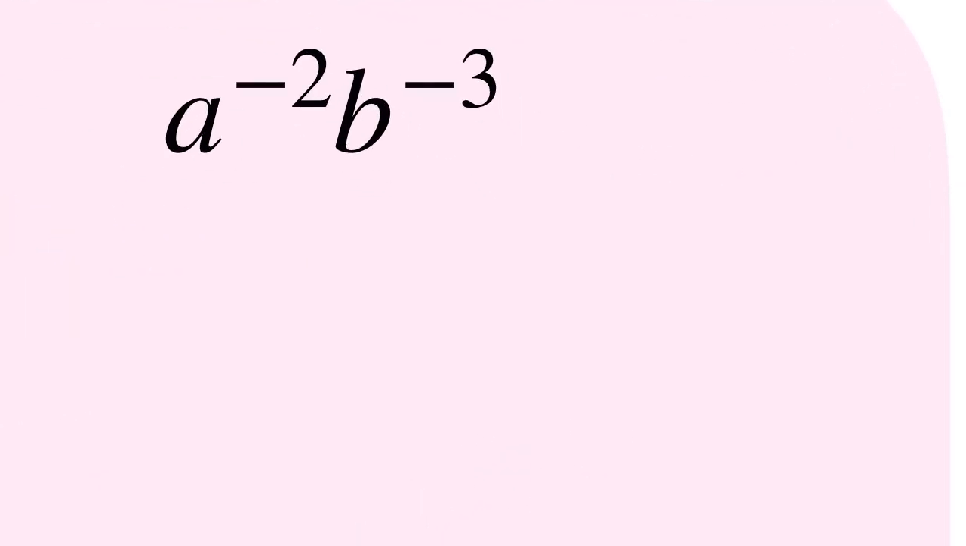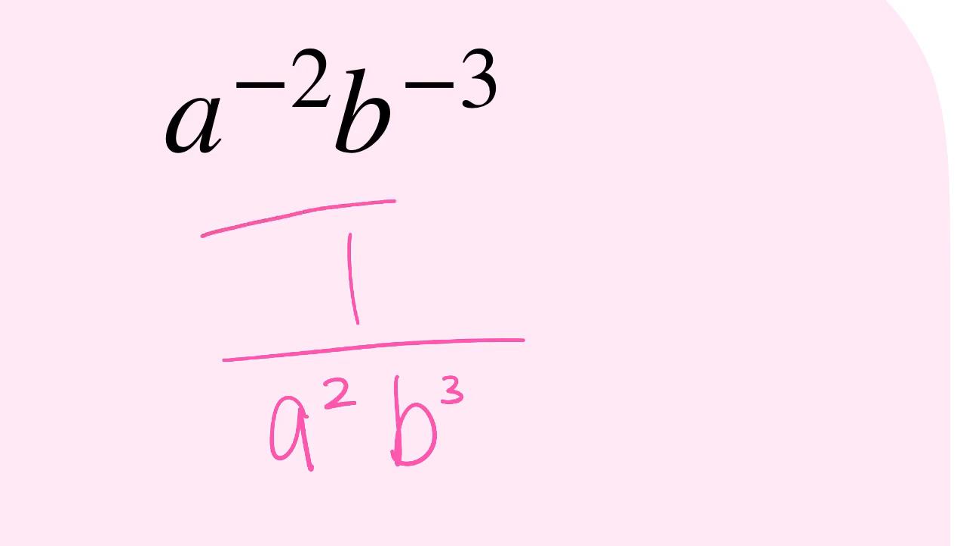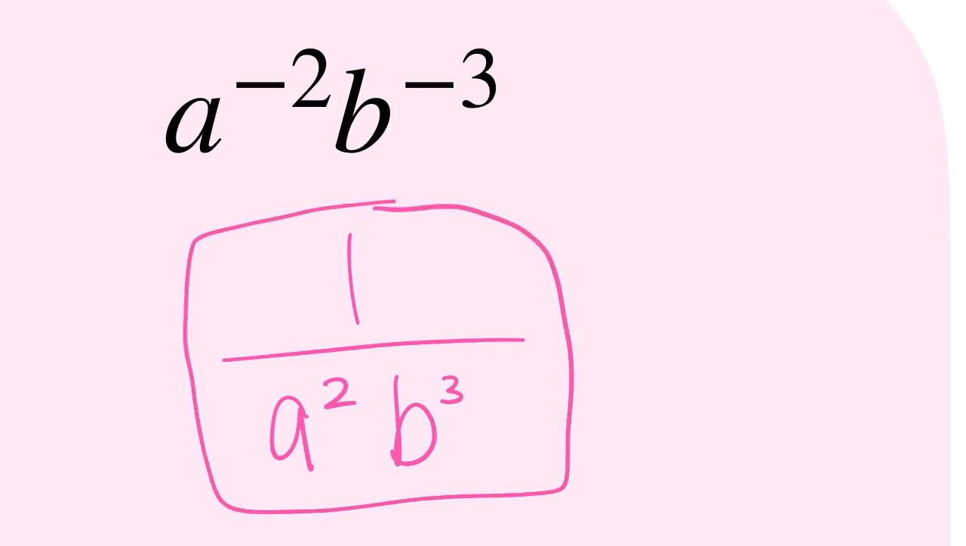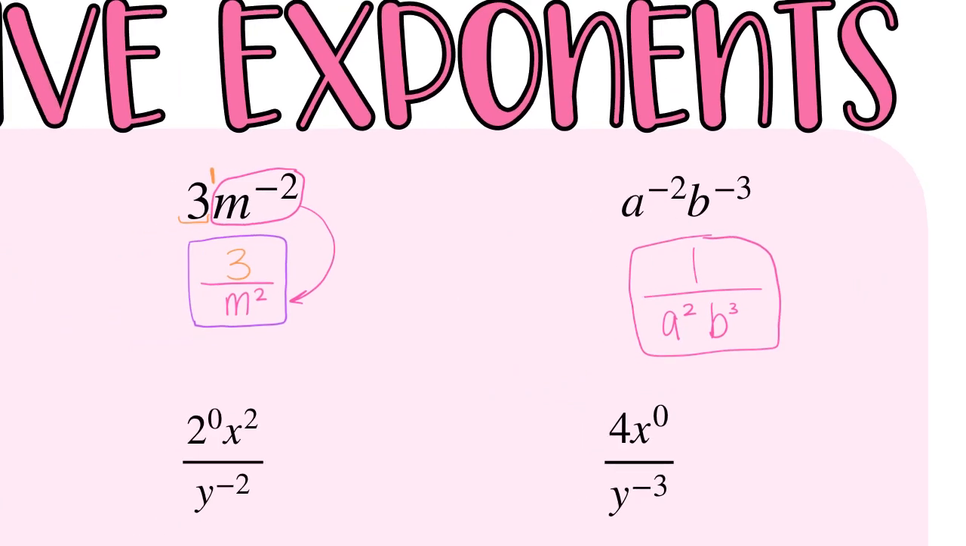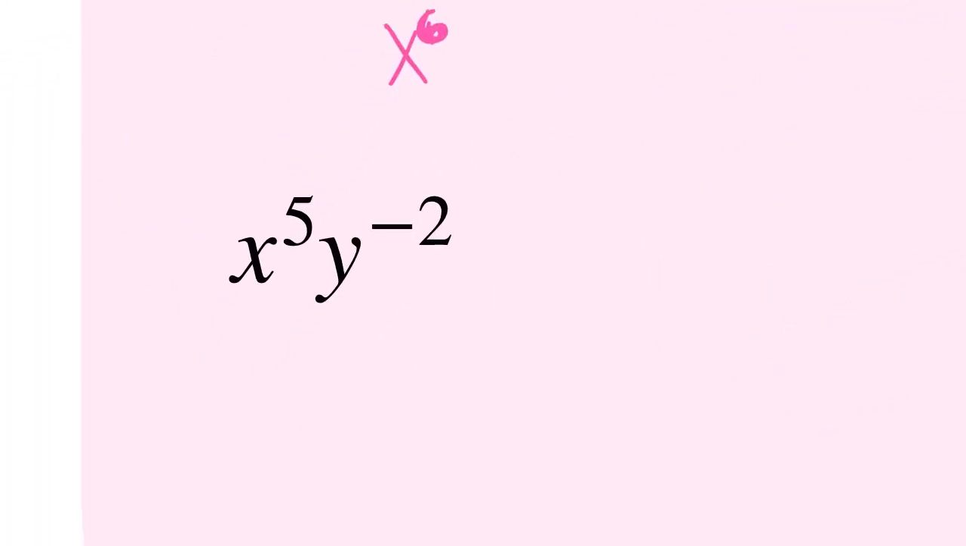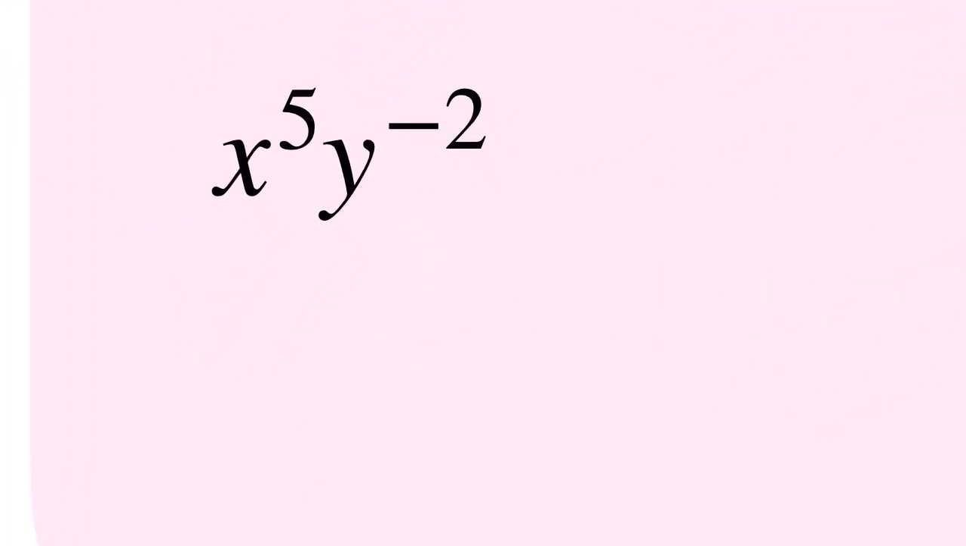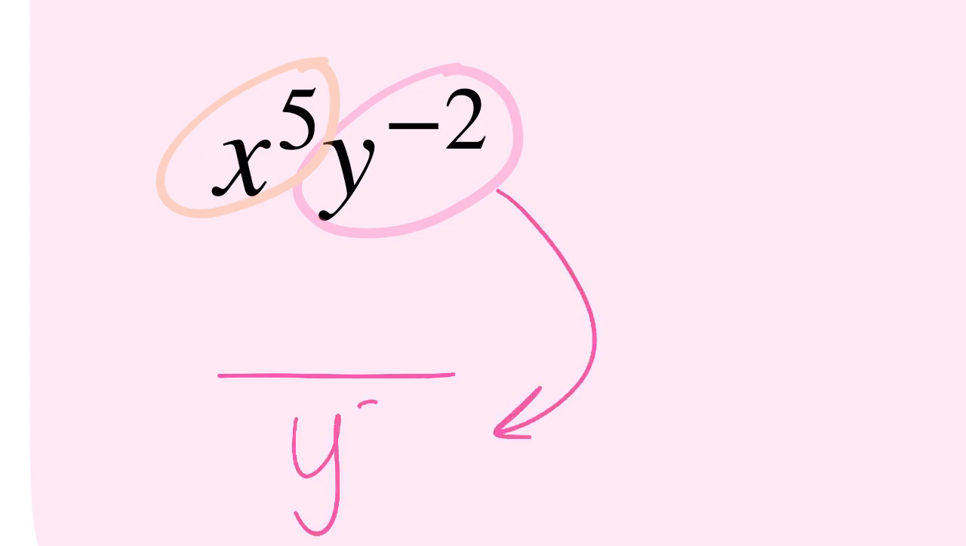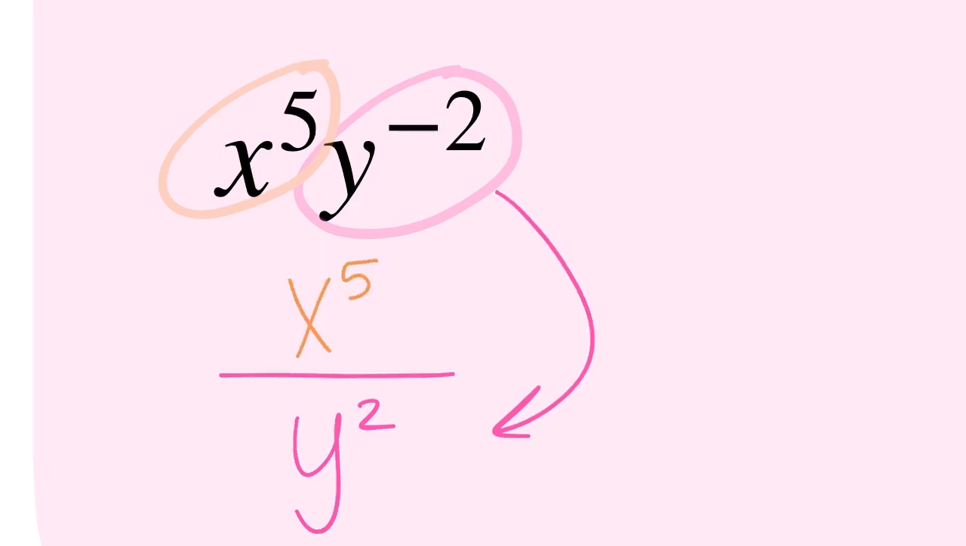In the next example, both of these are negative exponents, so they both have to get moved to the bottom. A squared, b cubed, and then on the top we would just have 1. All right, in this one we have one negative exponent and then we have a positive exponent. So when we make our fraction, the only one that gets moved is the negative. So that's going to go to the bottom and become a positive 2, and then the x to the 5th is just going to stay on the top.